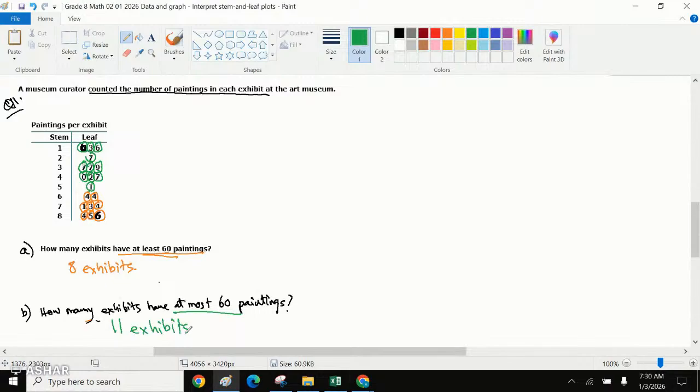exhibits had at most 60 paintings. That means 60 or less than 60 paintings, right? So depending on the question, we would study the stem and leaf graph, right? So whatever is the requirement, we take that into careful consideration over here.